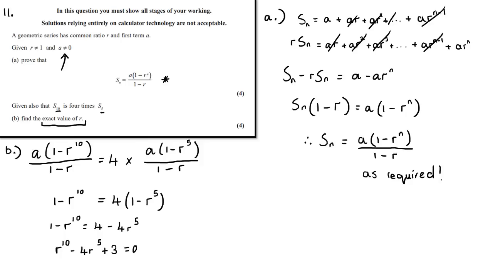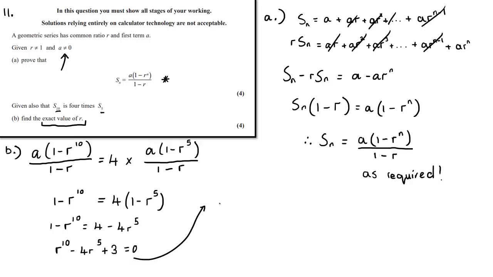And here now, we need to go on to solve this. So notice at the top of the question here, we must show all stages of your working, and solutions relying entirely on calculator technology are not acceptable. So we shouldn't really be using a calculator to do this. However, you can use a calculator to check that you've done this correctly. So what I want to try and do here, see if I can factorize this. If we can factorize this, then we should be able to get our exact value of r. And luckily, this does actually factorize.